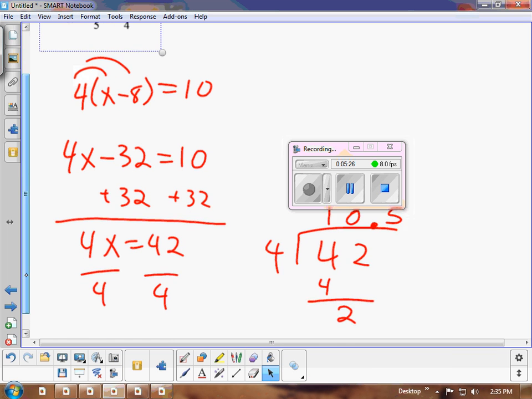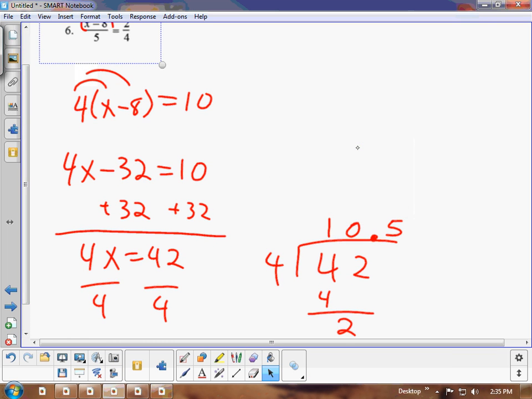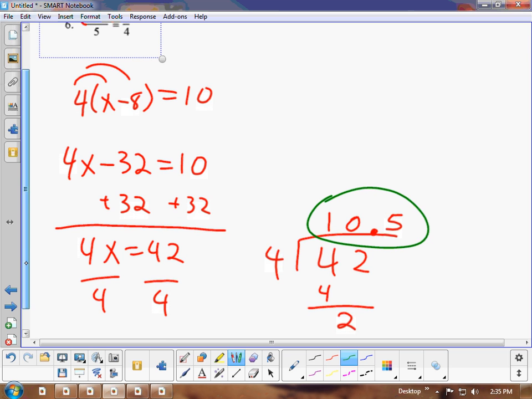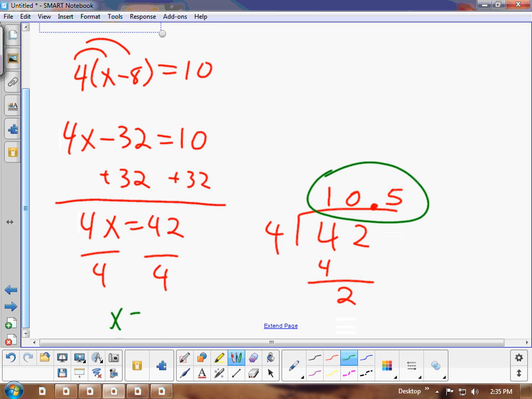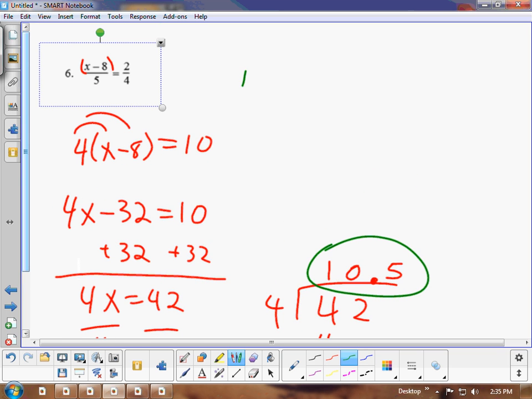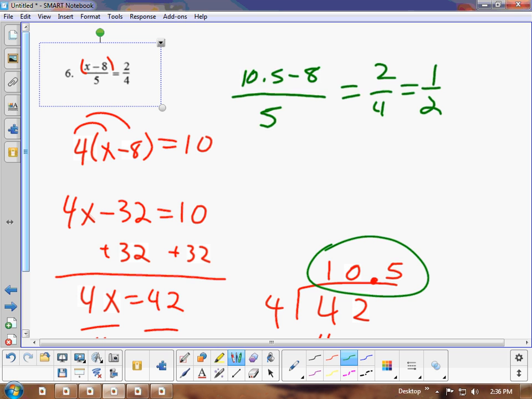Okay, so you divide both sides by 4, and you're going to get 10.5. Now, that seems like an odd answer, but let's check it. So go back to the top. We're going to do 10.5 minus 8 over 5. Is that the same thing as 2 over 4? And 2 over 4 is 1/2. So let's see if it's 1/2.